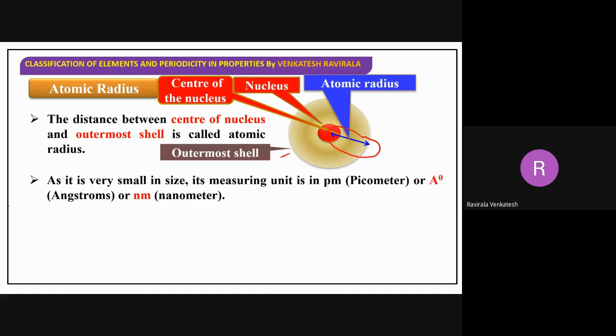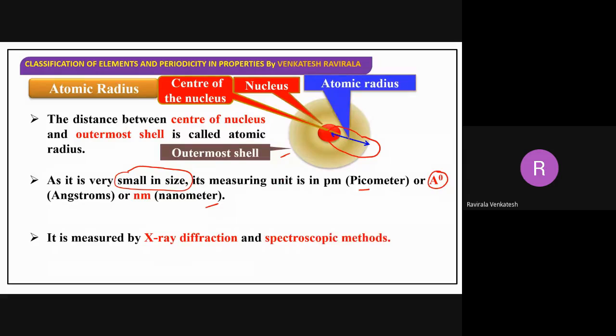It is not possible, because atoms are generally very small. You can't see an atom by the naked eye, and even a normal microscope can't show it. The size of an atom is generally shown in angstroms or nanometers or picometers, which is very small. So measuring directly is very, very difficult. So how to measure this? By using X-ray diffraction or spectroscopic methods, we can identify the atomic radius.